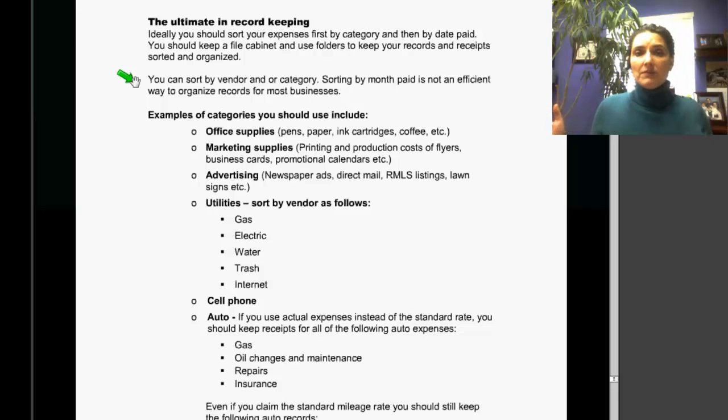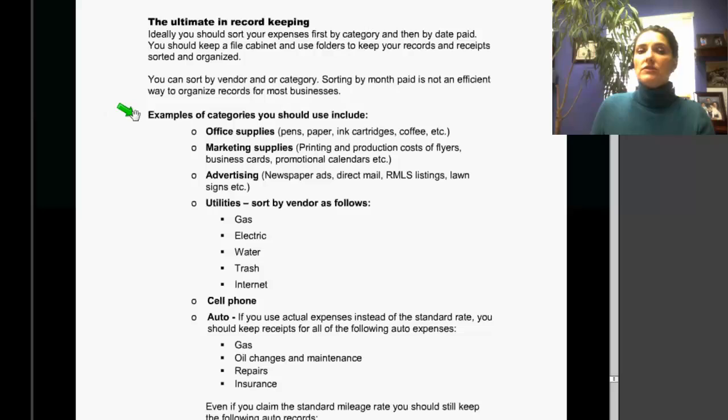So if your client brings you an envelope full of receipts organized by months, well, you're going to have to go through and sort it all out, or you're going to have to send your client home and ask them to do that for you. So when you do sort, you can sort by vendor and category, and month is a bad idea.